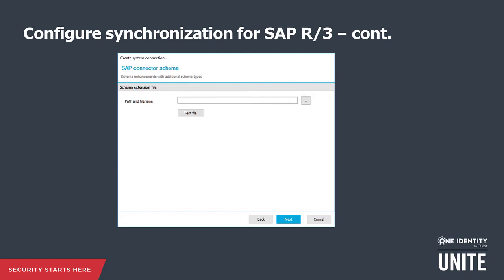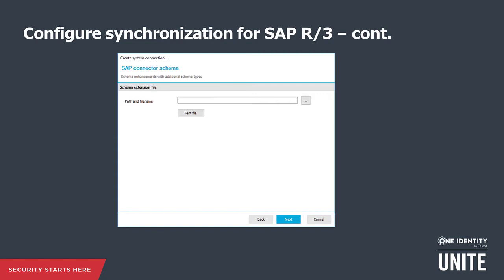The One Identity Manager connector provides the capability to extend the existing schema with additional schema objects and attributes. The schema extension file is an XML document that describes the additional schema objects and the different methods to list, read, or write the information.